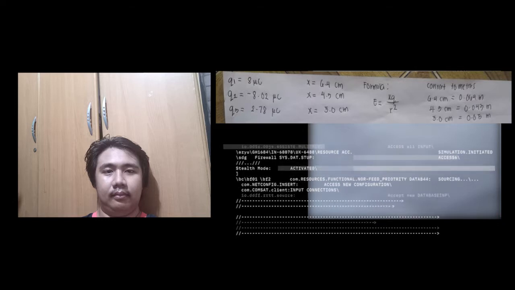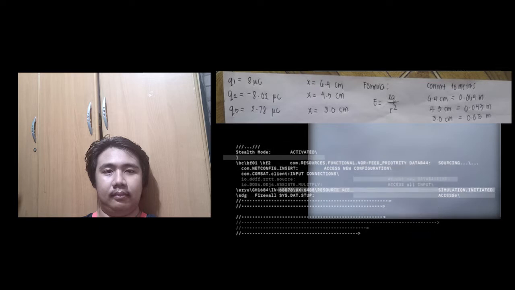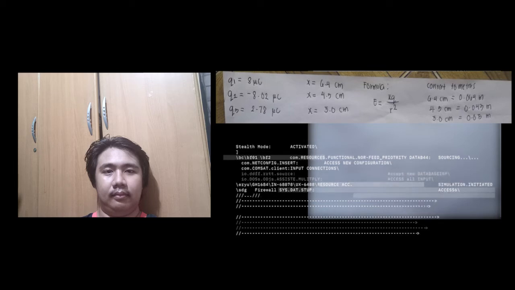To find the electric field, we will use the formula. The formula is electric field equals Coulomb constant multiplied by charge over distance squared. As you can see, the distance is in centimeters. So we need to convert it to meters because the unit of measurement of distance is meters. To convert it, divide the centimeters by 100.